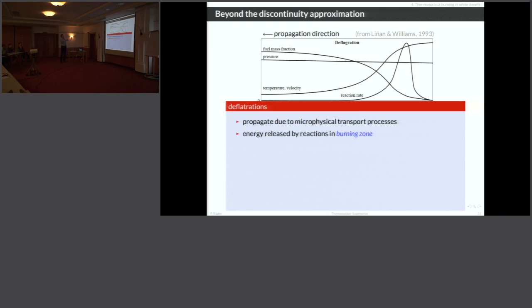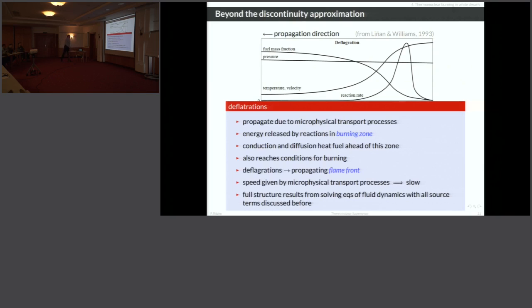So this is a reaction wave that propagates to the left, from the right to the left. Here we have the reaction rate going up and material is converted. This is called the burning zone. Out of this burning zone, we have conduction and diffusion of heat into the fuel ahead of this zone. So we heat up material here, so the temperature goes up ahead of this reaction zone. This heats up the material so that the fuel at some point, because of the heating, also reaches a state where it starts to burn. And this actually makes deflagrations propagate as a flame front.